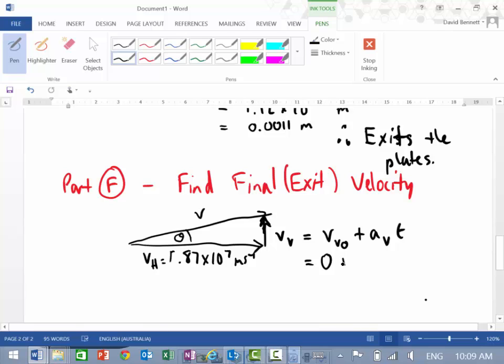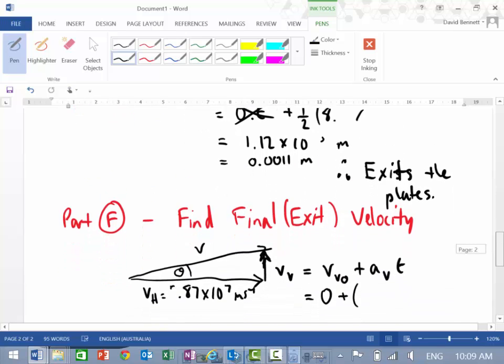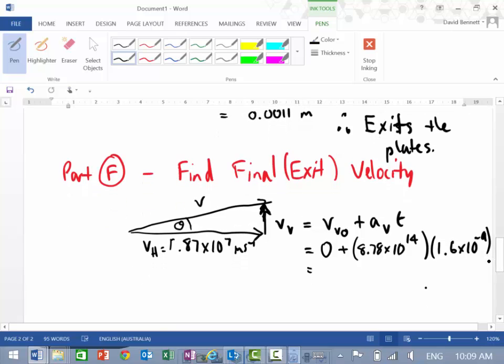Our acceleration is what? Work that out. It's 8.78 by 10 to the 14, isn't it? Our time is 1.6 by 10 to the minus 9. And so therefore you can work out what its velocity is going to be by just timesing those things there.